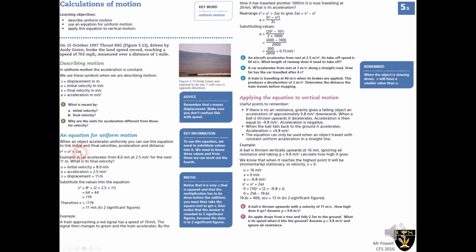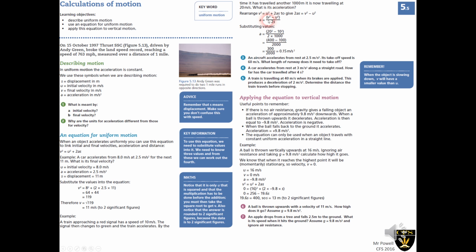Now this second one, you have to do a bit of rearranging. A train approaches a red signal with a speed of 10 meters per second. The signal then changes to green and the train accelerates. By the time it's travelled another 1,000 meters, it's now travelling at 20 meters per second. So the question is, what's its acceleration?